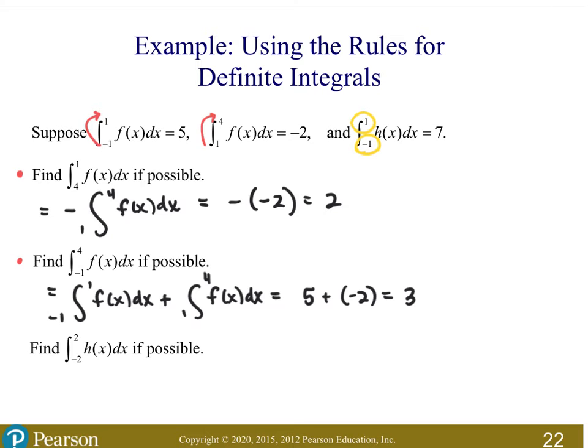Okay, last one on this section. Find the integral from negative 2 to 2, if possible. So what do we have? We have the integral from negative 1 to 1 of h of x, and we know that that is equal to 7. So that means the area between negative 1 and 1 is 7. What can I learn about the area from negative 2 to 2?